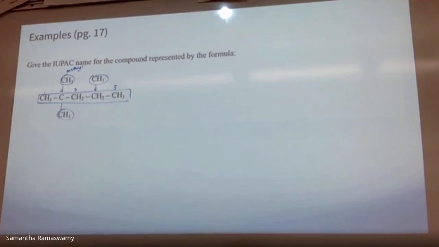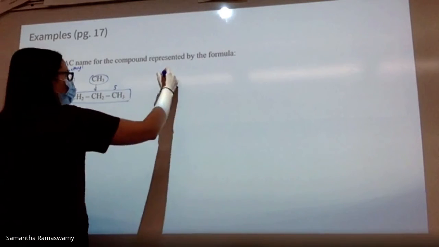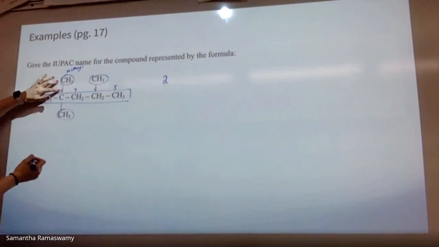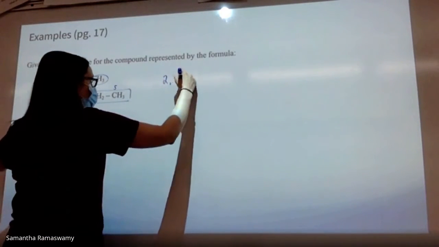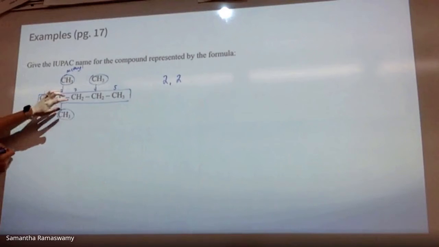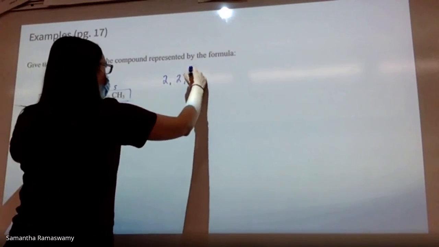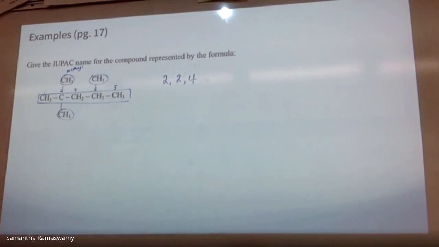So let's start by just writing the numbers that all of the substituents are attached to. So I have a methyl group on carbon 2. I also have a methyl group off of this carbon 2. And I have a methyl group off of carbon 4. So I'm listing the numbers of the carbons that the methyl groups are attached to.